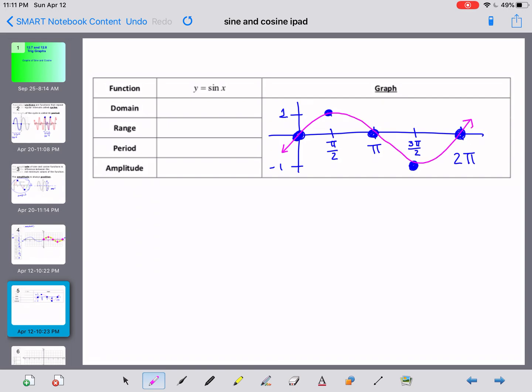And that's your main cycle. So what's the domain of the sine function? Imagine this is copying and pasting, right? So it continues forever to the left and forever to the right. The domain is all real numbers. We're going forever left and forever right.